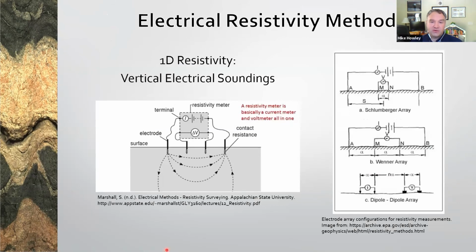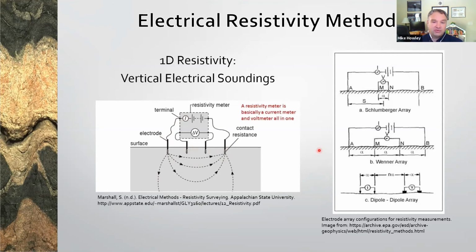Resistivity data can be acquired as one-dimensional vertical electrical soundings, two-dimensional resistivity profiles, three-dimensional resistivity grids, or time-lapse measurements of 2D or 3D data. The images show the basic configuration of a resistivity survey. Current is injected through two electrodes. In this cartoon, these are the two current electrodes on the outside. Voltage or potential are measured from two other electrodes.